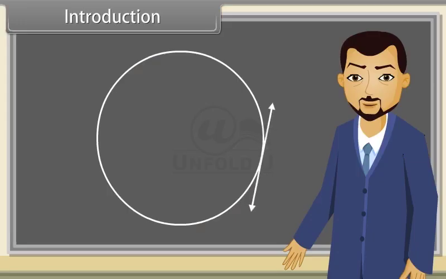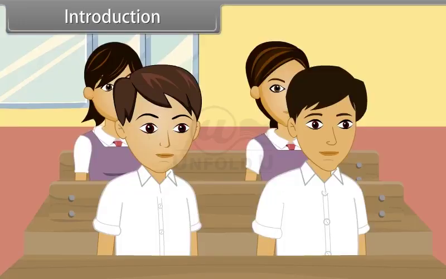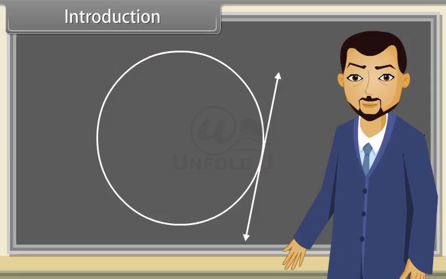Correct. And what do we call this line? Tangent. Yes, this is a tangent of the circle. Today we will study about circles and tangents.